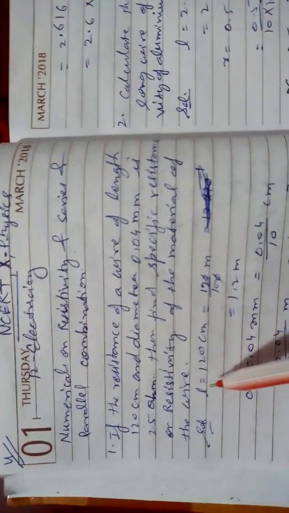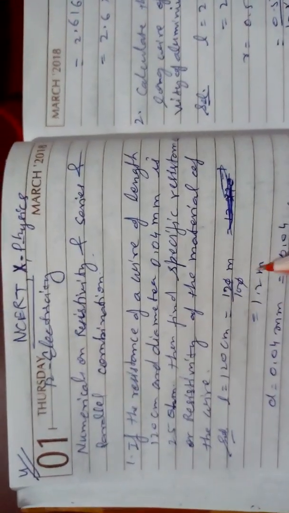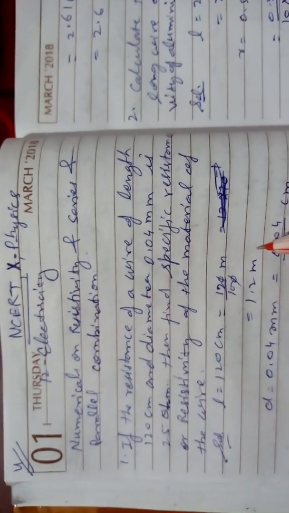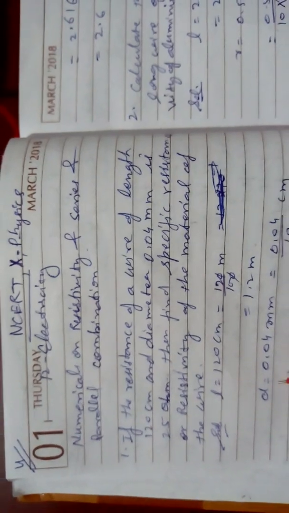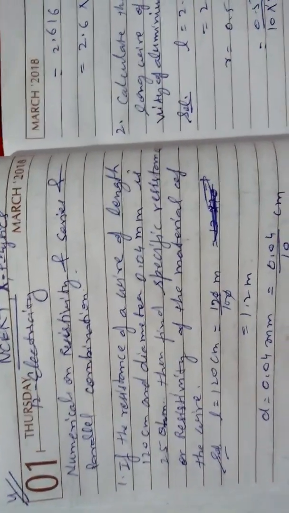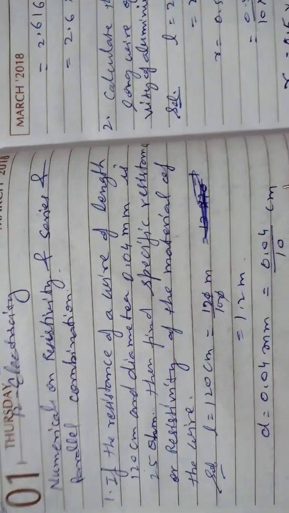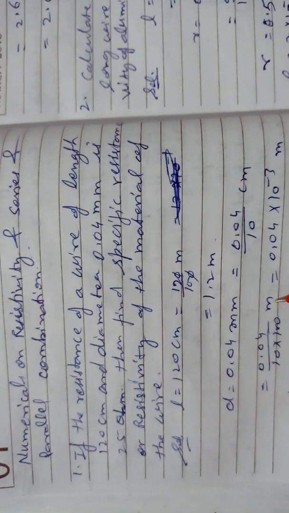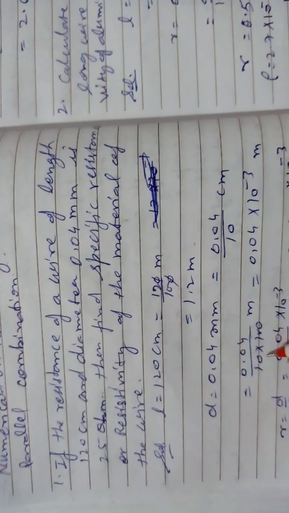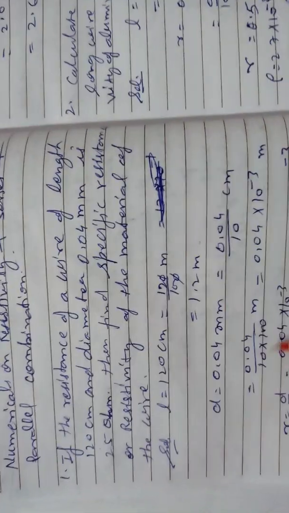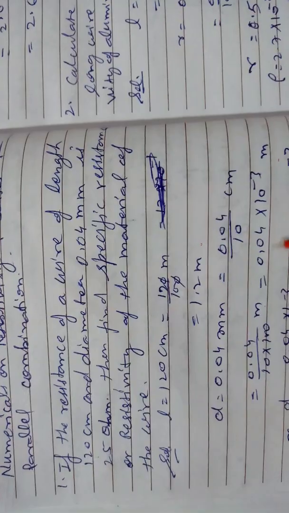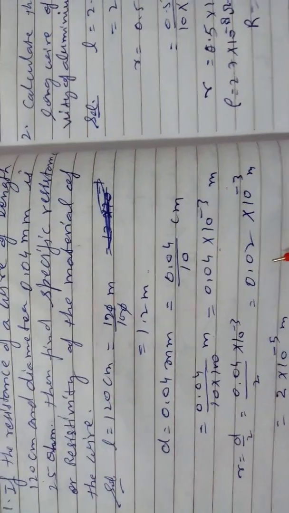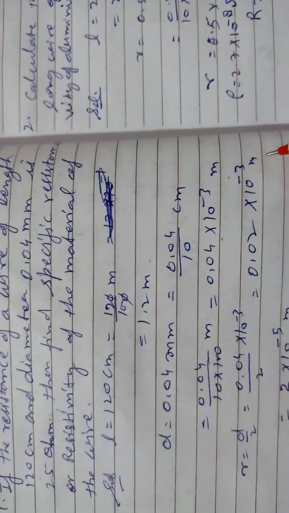In this formula, first of all, you will convert L into meter. 120 upon 100 gives 1.2 meter. The diameter 0.04: first you convert into centimeter, then divide by 100 to convert into meter. In scientific notation, it is 10 power minus 3 meter. It is the diameter, so the radius will be d by 2, which is 0.02 into 10 power minus 3 meter.